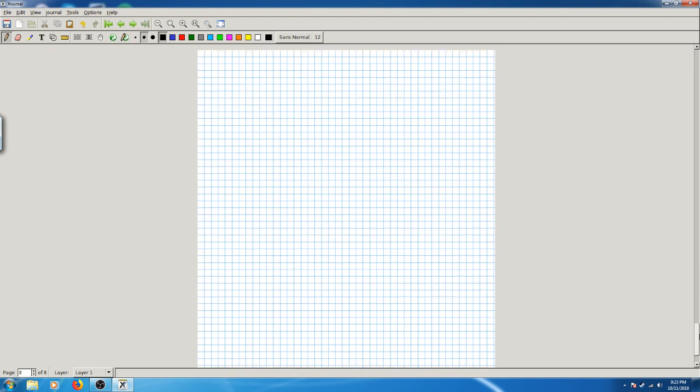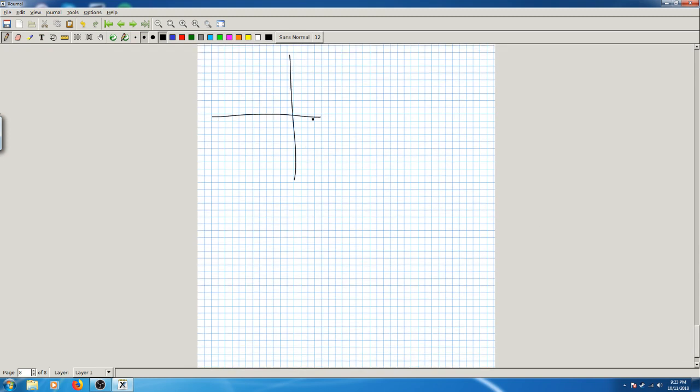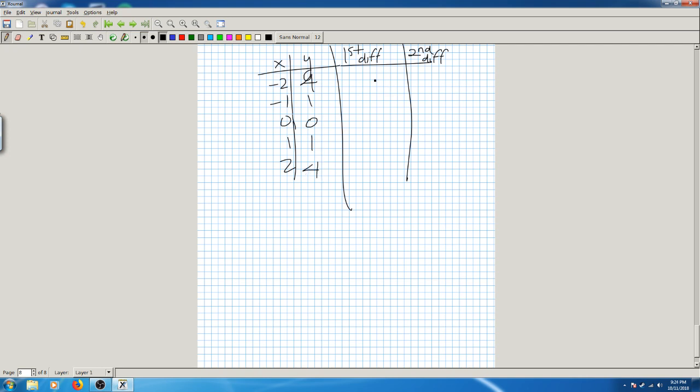What if I give you a table of values? And I don't tell you if it's a linear relation, a quadratic relation, or neither, right? What do I do? So I'll give you a table of values up to about y. And then what I want you to do, this is called finite differences. Okay, it's called finite differences.